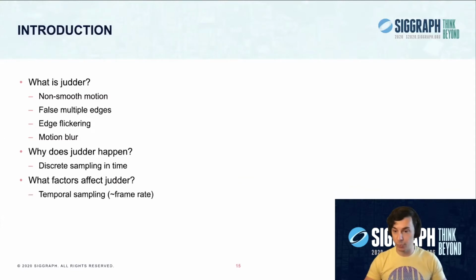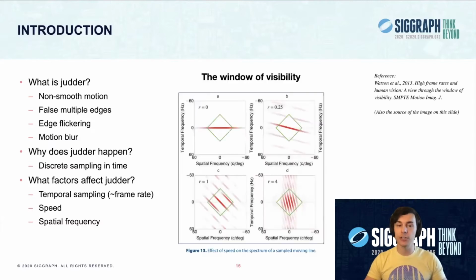Well, of course, there's the temporal sampling or the frame rate, which we just mentioned, but there could also be other factors. In some related work, for example, this work on the window of visibility by Bo Watson, there's an analysis done on the spatio-temporal contrast sensitivity function, where other factors are also mentioned. For example, speed and spatial frequency.